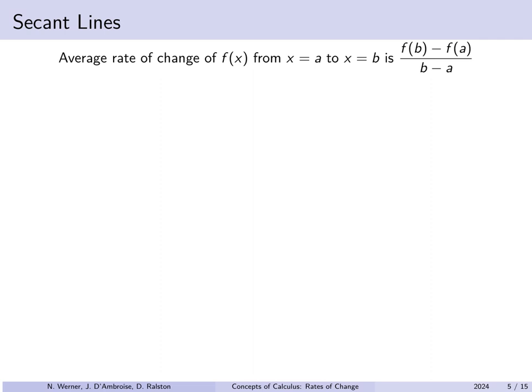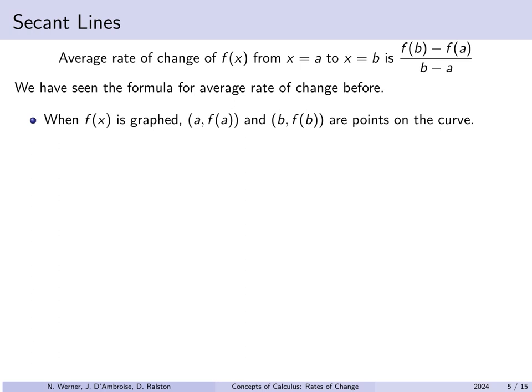Now the average rate of change of a function is given by this formula right here. But we've seen this formula before. If f is graphed, then a, f of a and b, f of b are points on the curve. Specifically, if you plug in x equals a, you get out y equals f of a. Therefore, a, f of a is on the curve, and similarly for b.